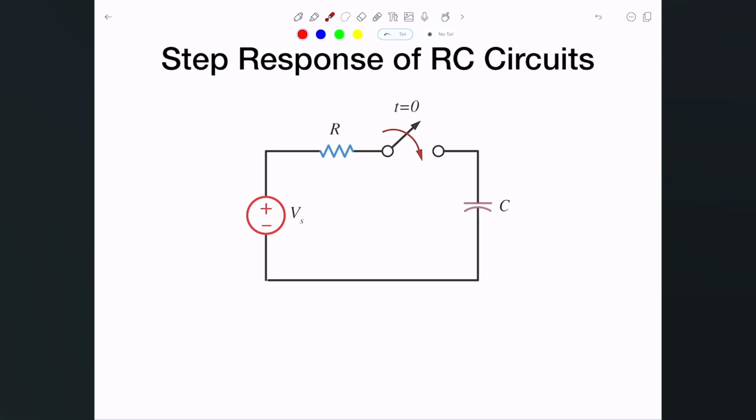And I'll now cover what we call the step response of RC circuits. And what do I mean by step? Well, step response means that we will suddenly introduce a new source to the capacitor circuit. And I will use this particular circuit to explain this concept.